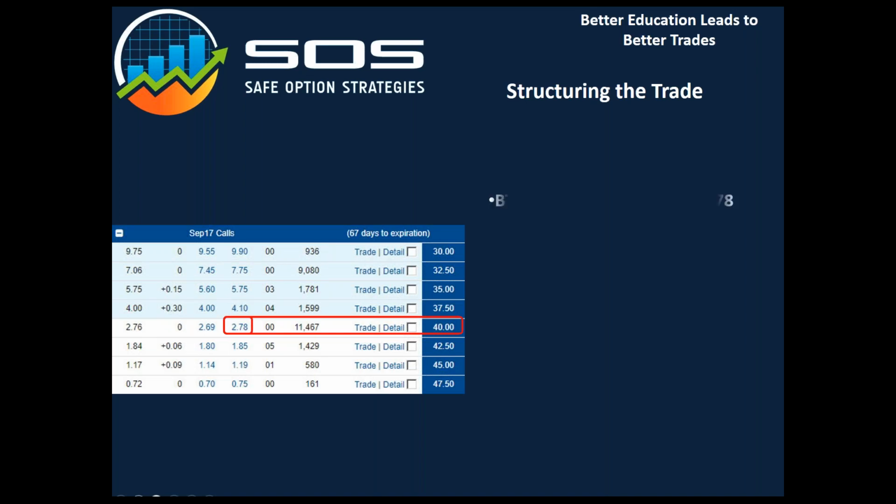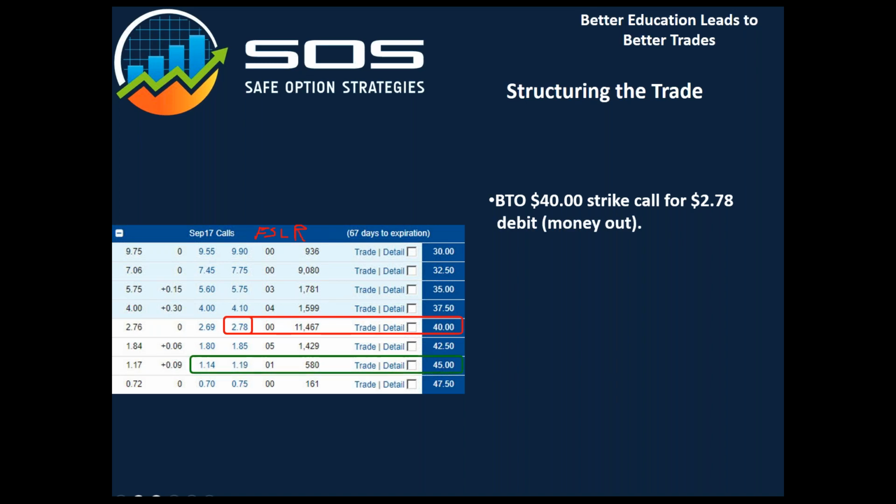Here's what the trade would look like if we were to open it on a current option chain. By the way, this is an option chain right now for First Solar. We're going to buy to open the 40 strike call for $2.78, and sell to open the 45 strike call for $1.14. This is our bid price column. This is our ask price column.